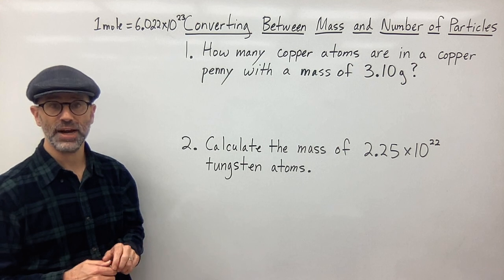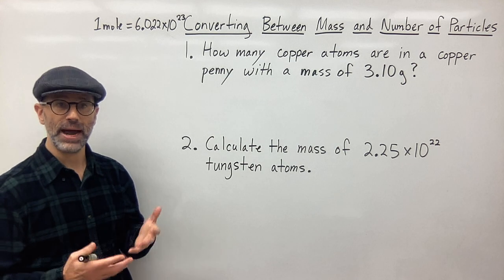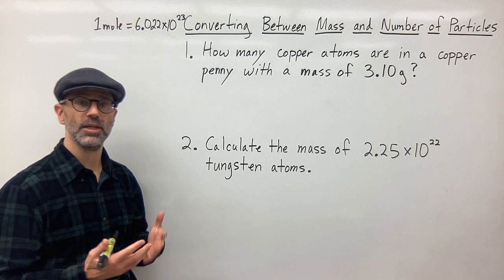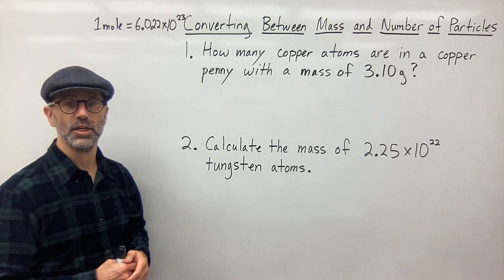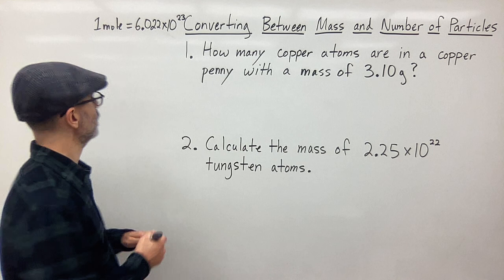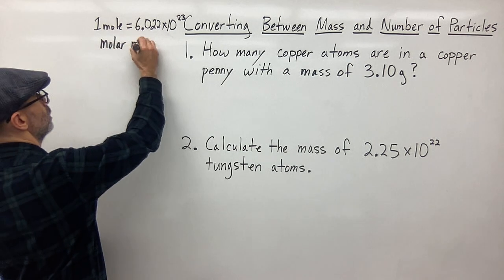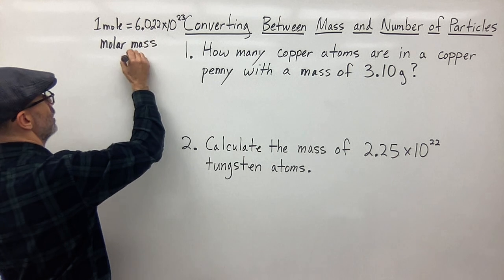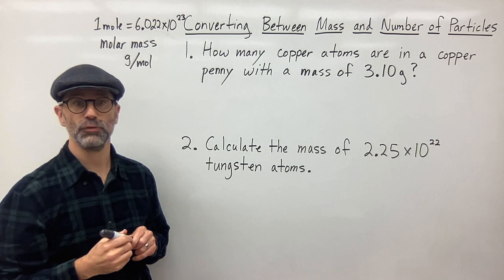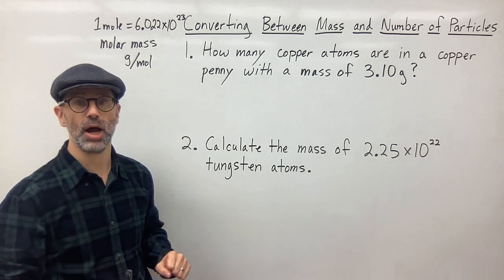The other conversion factor that we need to go from mass to particles is the molar mass. Remember, molar mass is the number of grams per mole of a substance. So 1 mole of the substance is going to equal a certain number of grams. So we're going to need molar mass, and that is a certain number of grams per mole. That's going to be useful for converting between grams and moles. Now let's apply that to our problem here.